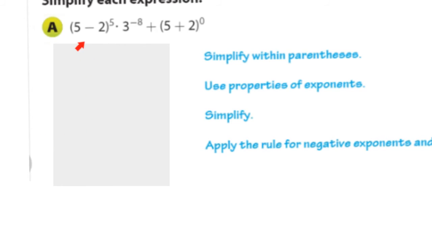Okay, so I've made my way to page 35. This is example 1 with simplifying each expression. There are 2 of them. In your textbook, this is already done, which I don't like. I'd rather do this together.